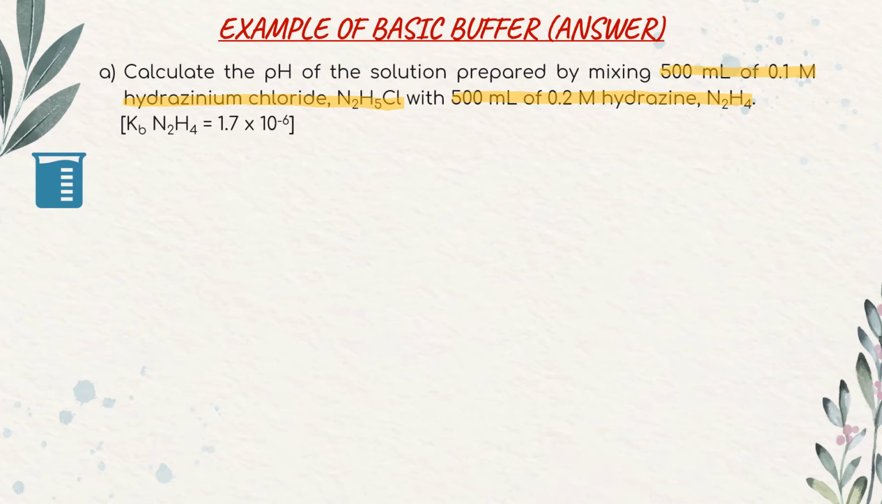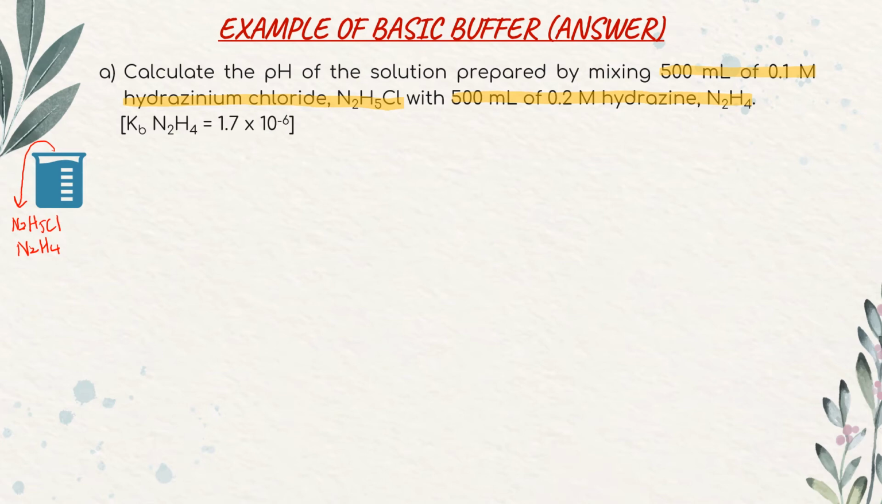So the thing that we have in the mixture is N2H5Cl with N2H4. We check: if it is an acidic buffer, we should have a weak acid. Earlier for the weak acid, the clue was Ka. So if it is a basic buffer, we must have a weak base.